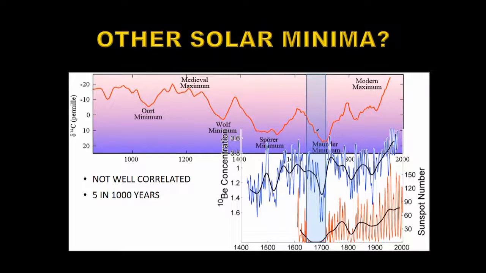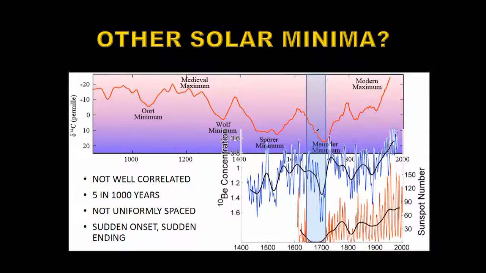Now we've had 5 of these minima in the last 1,000 years if you count the Dalton minimum, and so that's an average of about 200 years between each one. But if you look closely, they're not uniformly spaced, so any attempt to say there's 400 or 200 or 300 year periods in this is doomed to failure, because they just simply aren't evenly spaced.